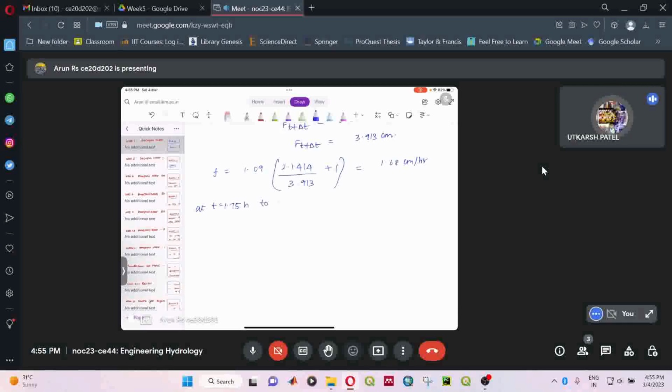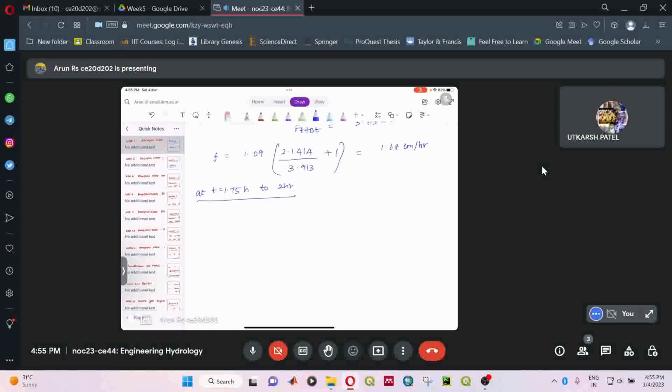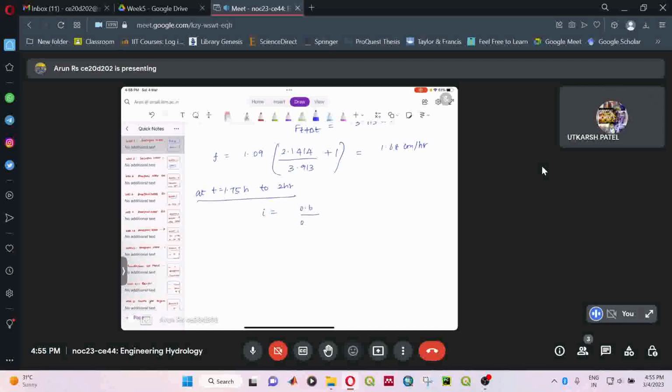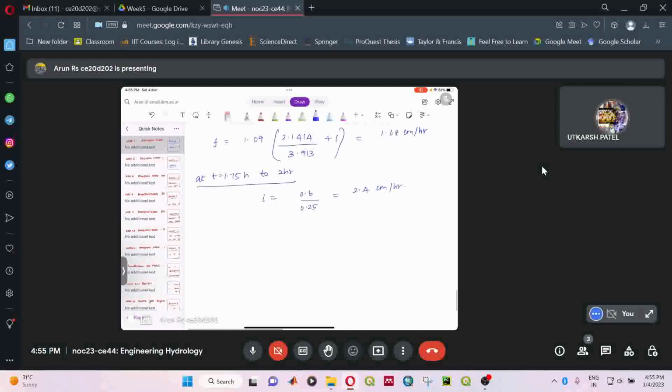1.75 hour to 2 hour. Here we can take t plus delta t. So what is your rainfall intensity in the last time step? I think 0.6 divided by 0.25, which is equal to 2.4 centimeter per hour. But what we have estimated in the previous time step, it is 1.68 centimeter per hour, right?